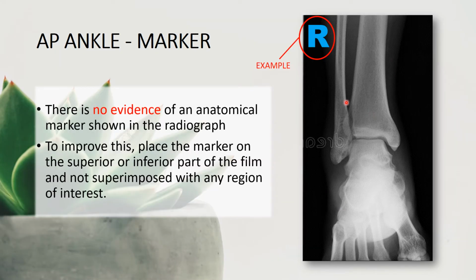Okay, for the marker on the AP ankle, there is no evidence of anatomical marker shown on the radiograph. As you can see here, this is the example that I included on the radiograph. To improve this, place the marker on the superior or inferior side of the film and do not superimpose it with any region of interest. Okay, this is the example.